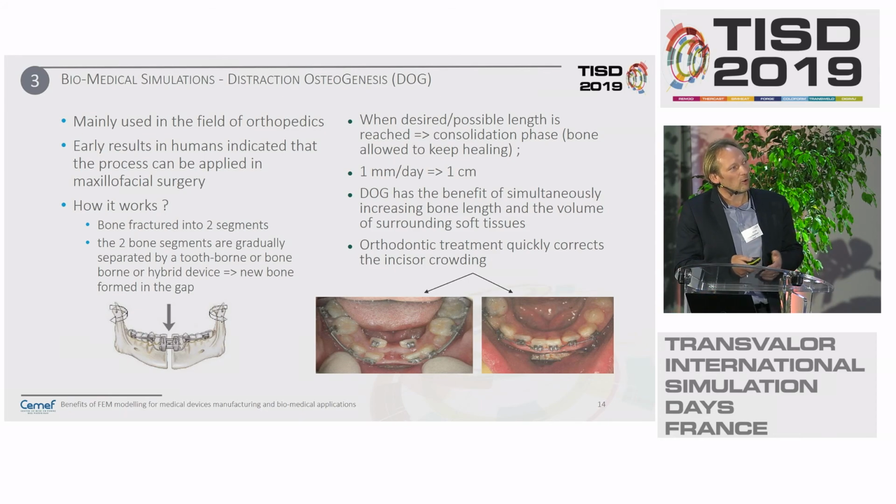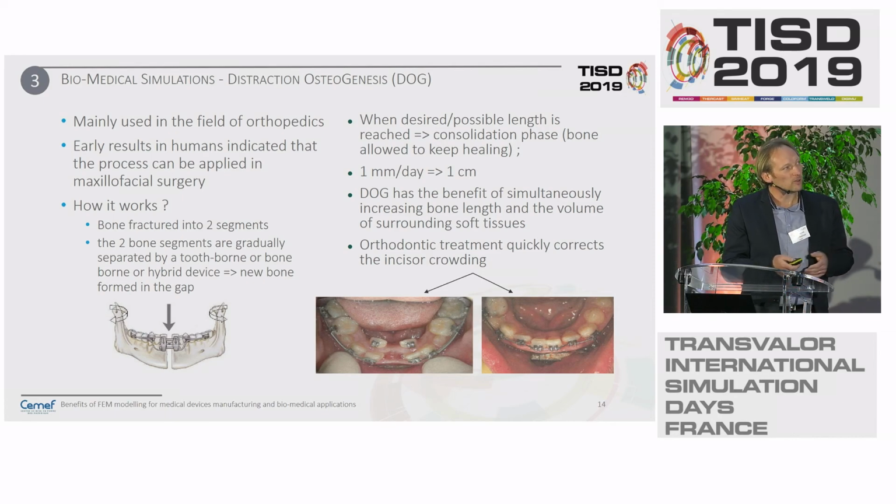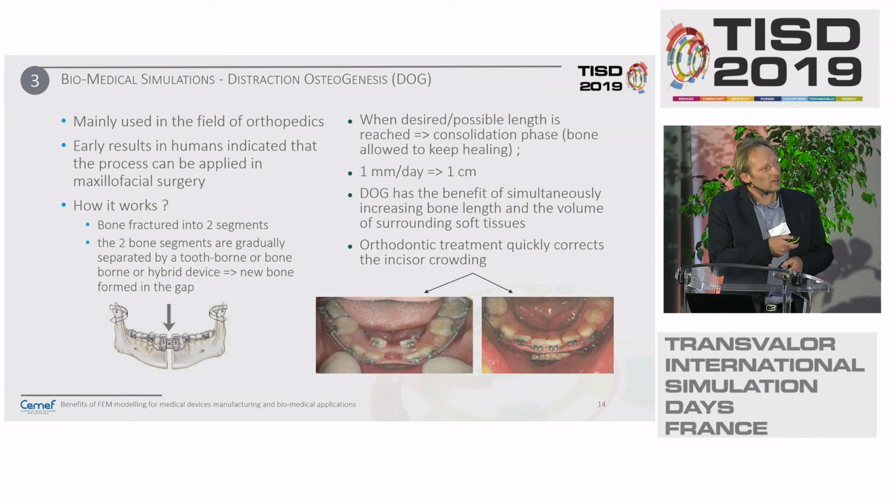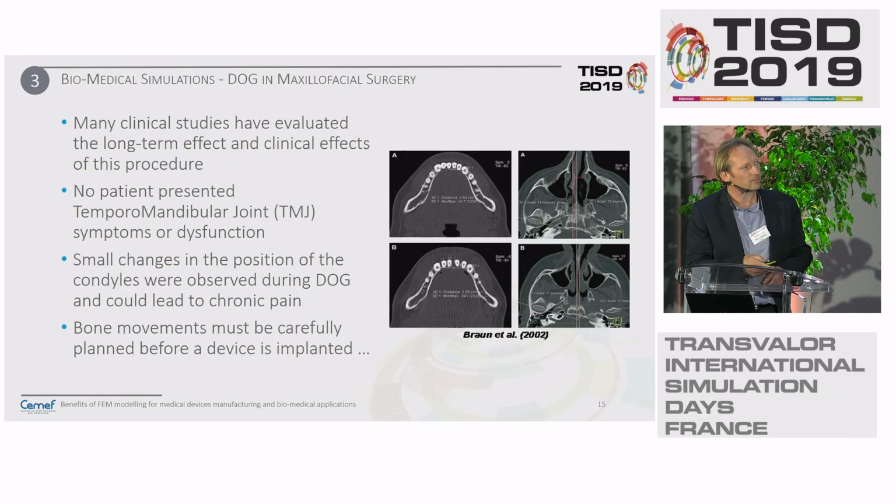When the desired or possible length is reached, it is followed by a consolidation phase in which the bone is allowed to keep healing. The big advantage of DOG is that it simultaneously increases the bone length and the volume of the surrounding soft tissues. So this is very interesting. You can see the result after a few weeks of the surgical operation, and then using classical orthodontic treatment, they can put the teeth into their right position. So this is the final result. Of course, they remove the distractors afterwards.